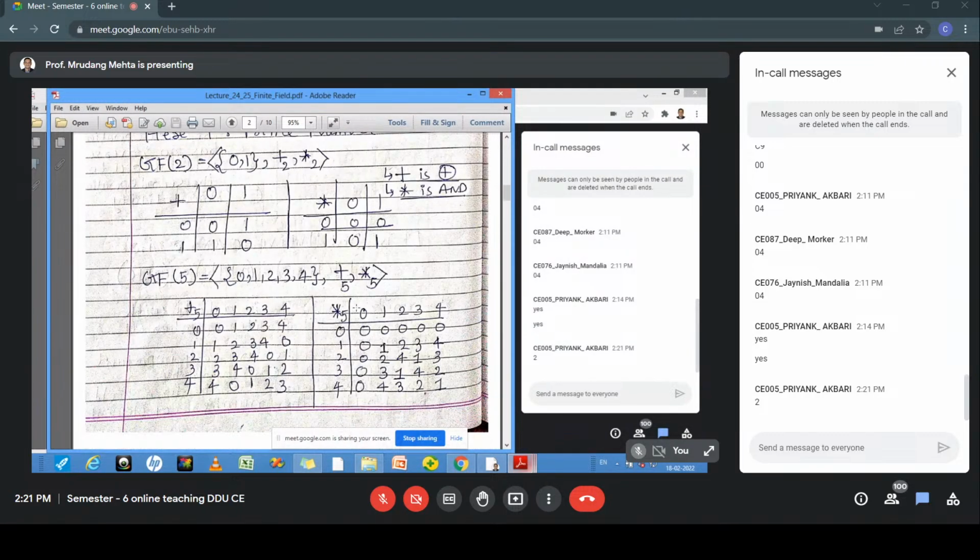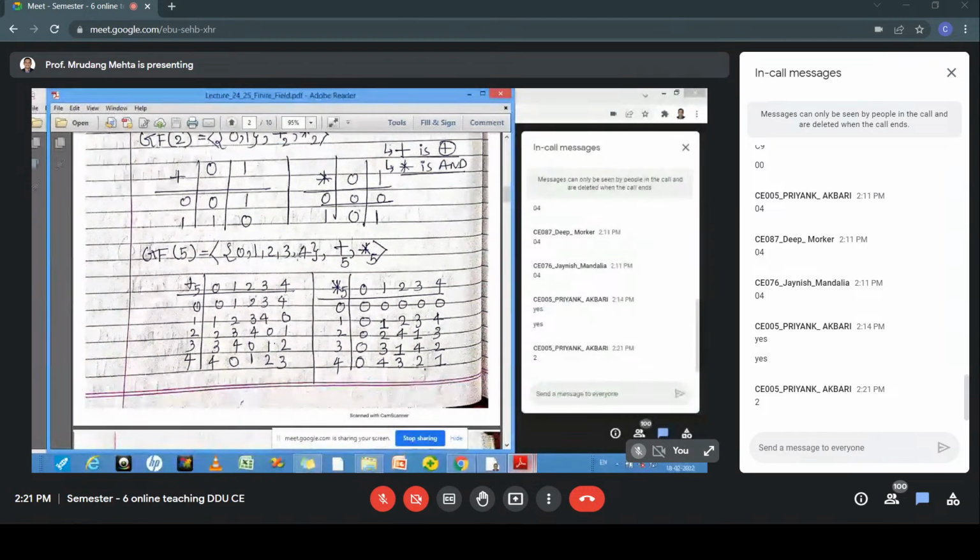Now GF5. GF5 means 0 to 4. 0, 1, 2, 3, 4. And plus 5 and star 5. So let us see. This 5 means mod 5 we have to take. Okay, mod 5. This is modulus, remember. So here we take the plus operator for modulus 5 value. So the elements are 0 to 4 and the elements are 0 to 4.